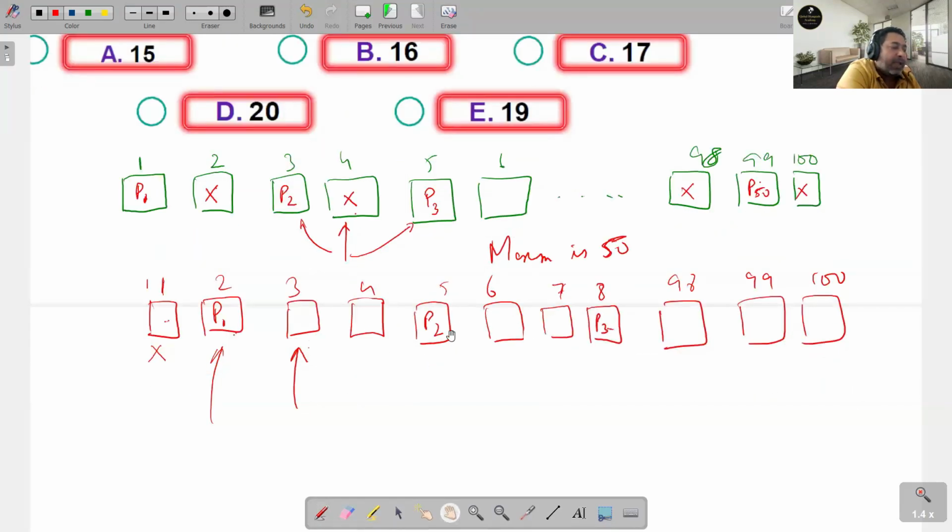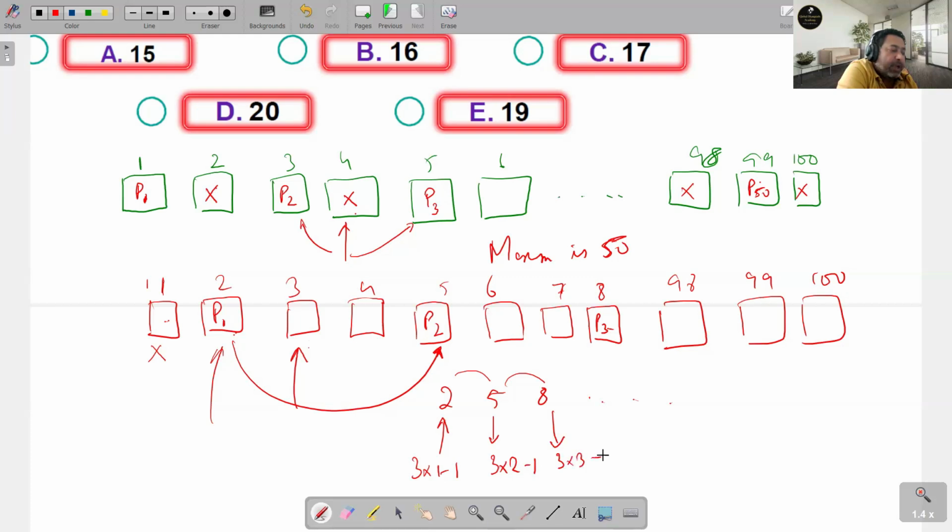Okay, so you see here the gap between any two consecutive persons is going to be 2 seats, and if you look at the numbers, it's 5 minus 2, 3. It's a jump of 3 seats, right? So 2, 5, 8, like that, we'll keep on going. Now if you notice, these numbers are 3's multiple minus 1 because you're jumping by 3. So this is 3 into 1 minus 1. This one is 3 into 2 minus 1. This one is 3 times 3 minus 1, like that.